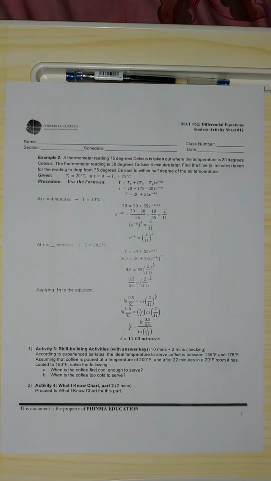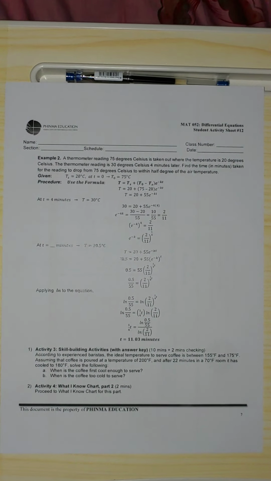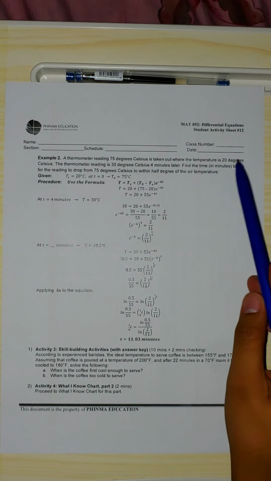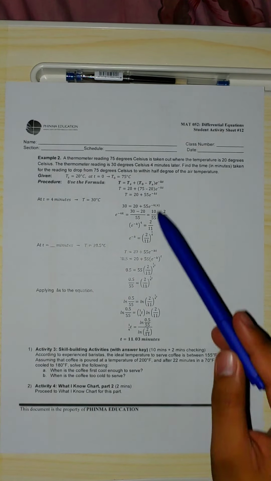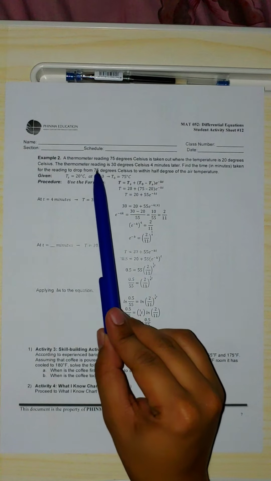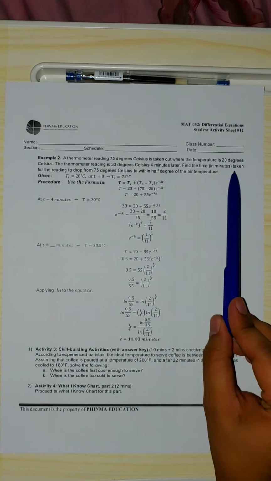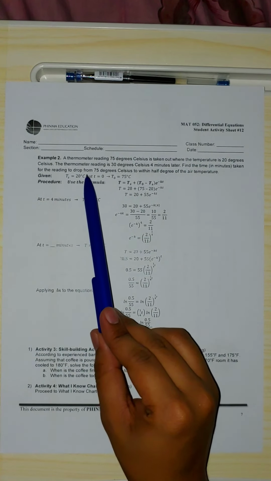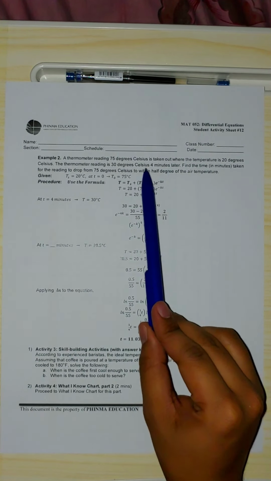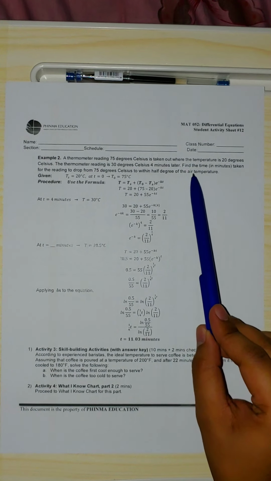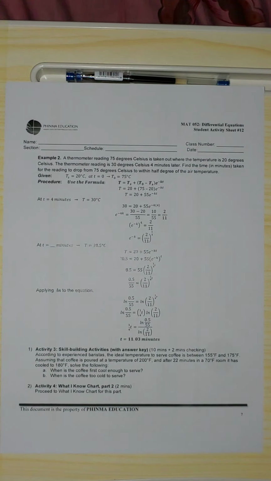Okay, let's solve our last sample problem on Newton's law of cooling. We are given a thermometer reading of 75 degrees Celsius as the initial reading, and then it is taken out. The surrounding air temperature is 20 degrees, and the thermometer reading is 30 degrees Celsius 4 minutes later. Find the time in minutes taken for the reading to drop from 75 degrees Celsius to within half a degree of the air temperature.